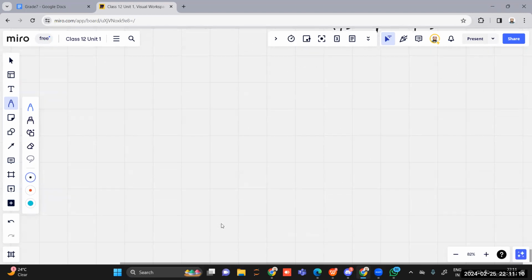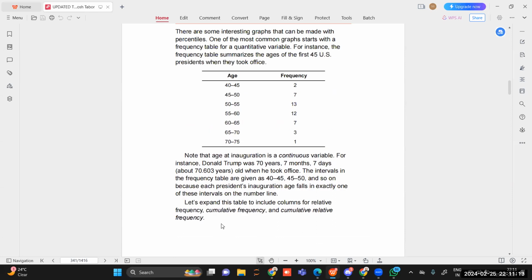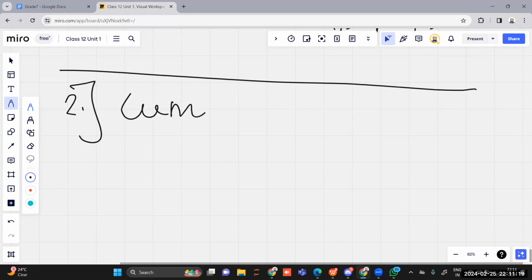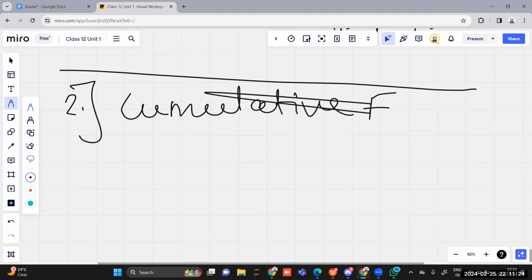So now what is cumulative? He has given cumulative relative frequency. So first of all, we'll go through what is cumulative frequency. Then I'll explain what is cumulative relative frequency.